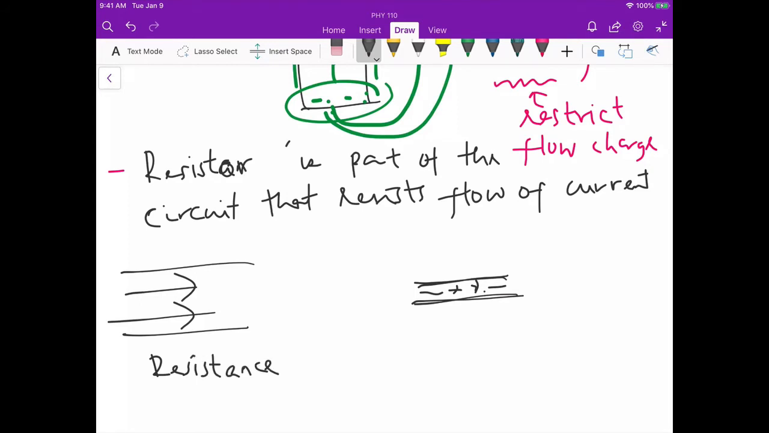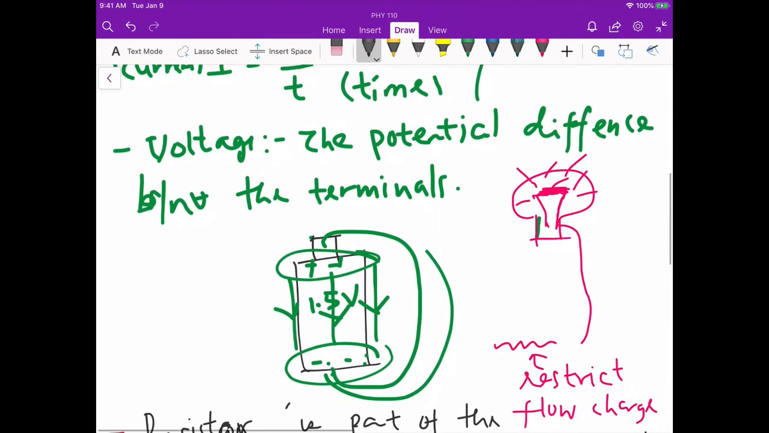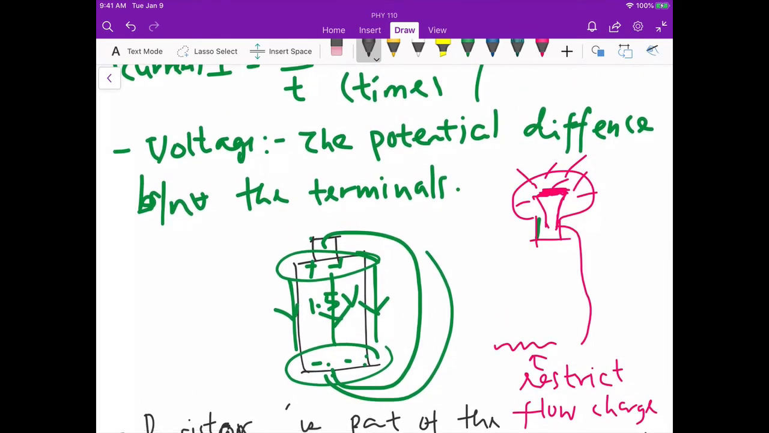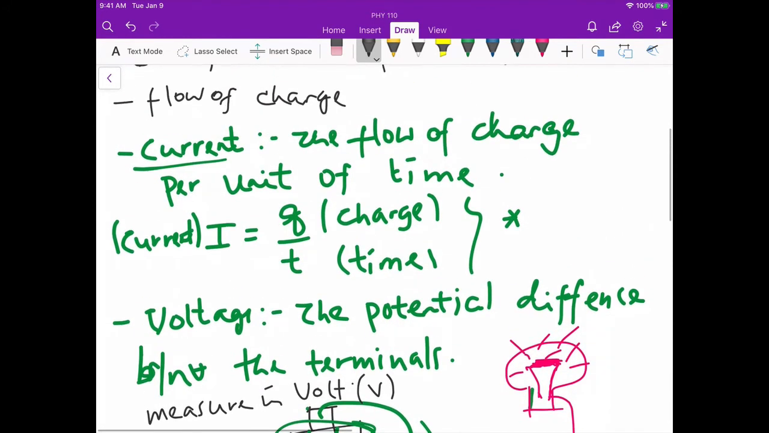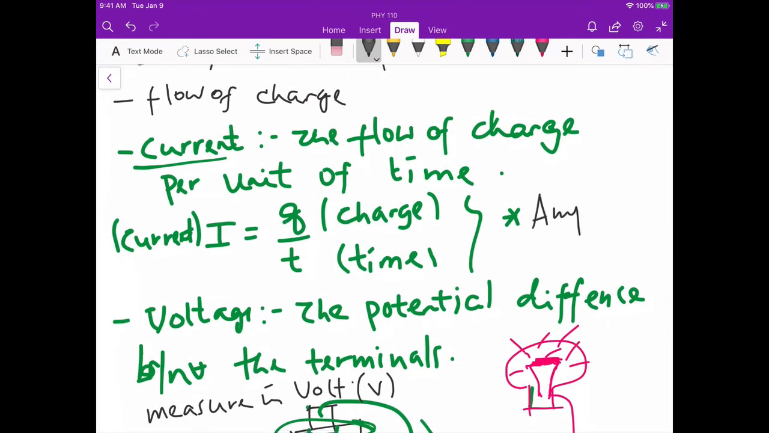Okay? Then resistance, its SI unit is ohm, and it is represented by the Greek uppercase letter omega. Voltage, the one that drives the potential difference between the two terminals, is measured in volts, and it's represented by uppercase V. Current, its SI unit is ampere, and abbreviated by uppercase letter A.